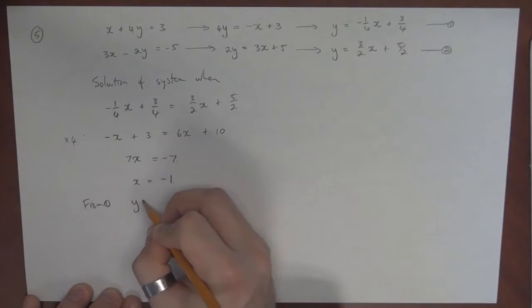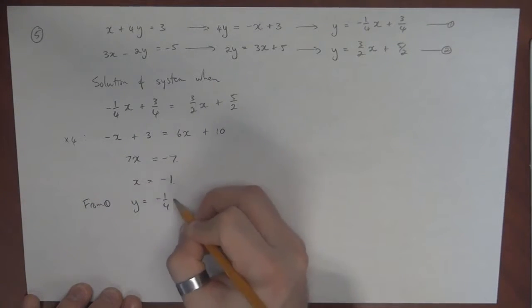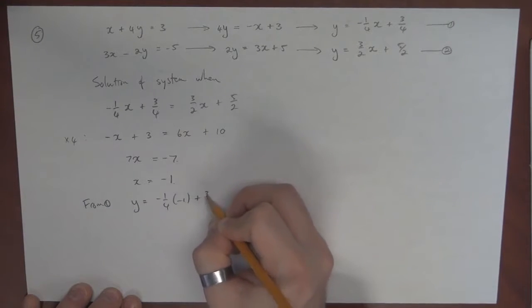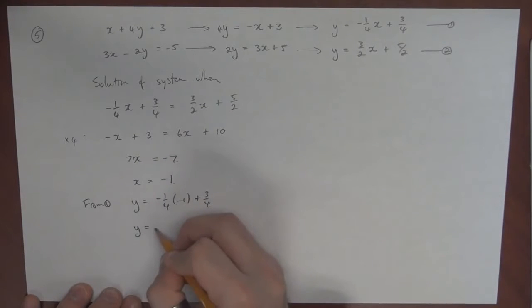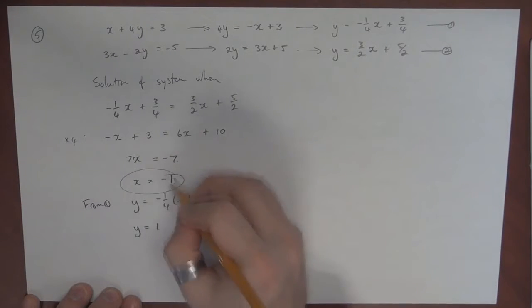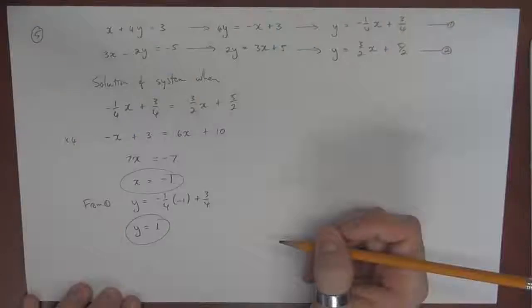From 1 we get y equals negative 1 over 4 times negative 1 plus 3 over 4. So that's 1/4 plus another 1, so y equals 1. So I have my solution there.